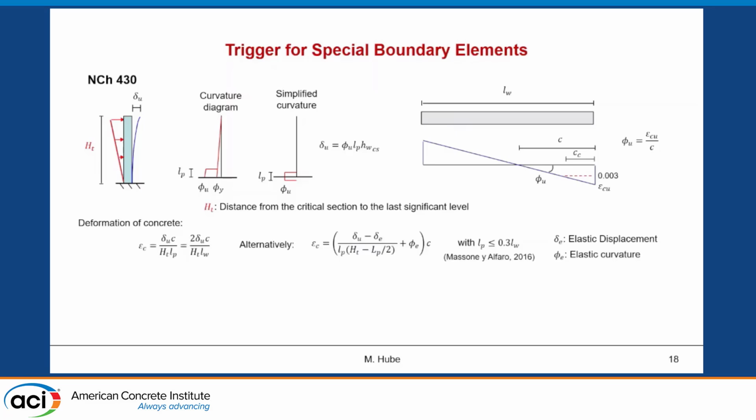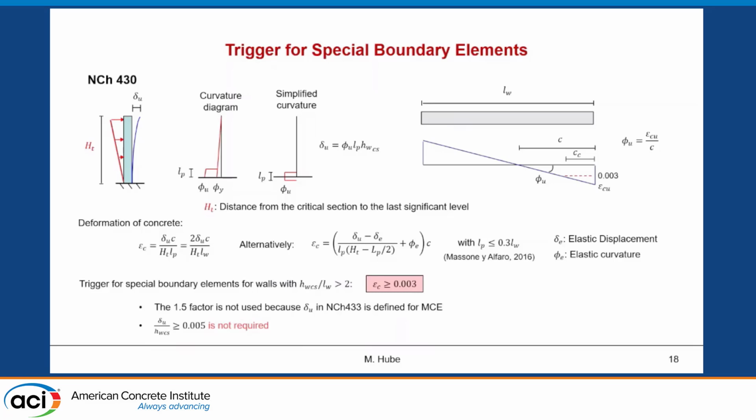So what we do in the Chilean code is we compute that deformation using the equation on the left, which is the same as ACI 318, but we also have an alternative. That alternative includes that the deformation is not only concentrated at the bottom within the plastic hinge region, but you assume some elastic deformation along the height of the building, because the equation in ACI is very conservative. That means we provide less confinement to some of the walls because of the elastic deformation along the height. We need a special boundary element where the concrete strain you compute is larger than 3%.